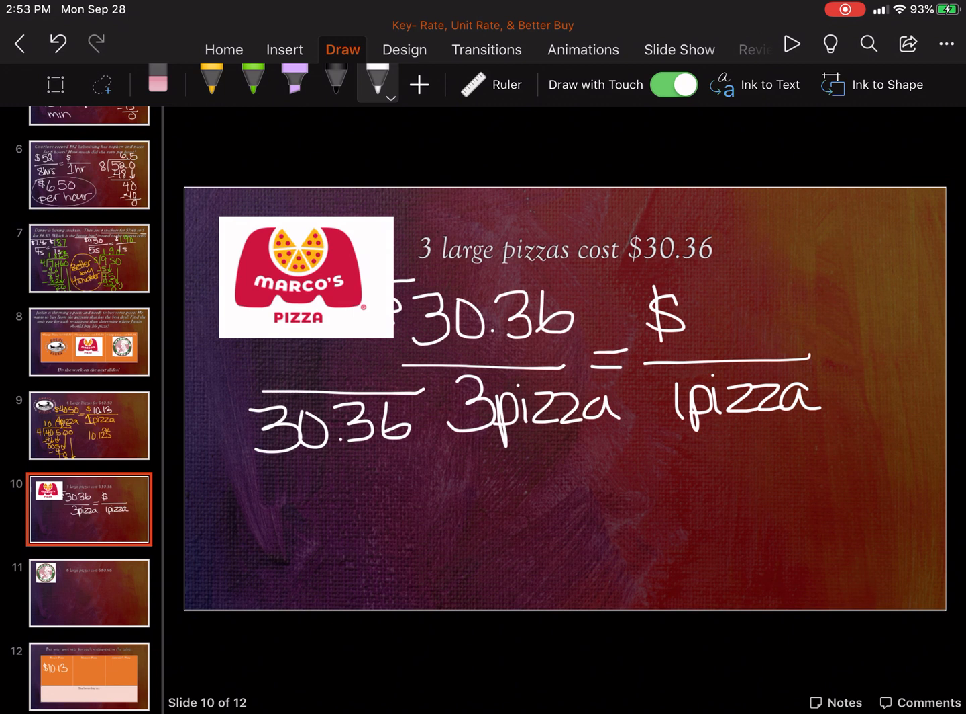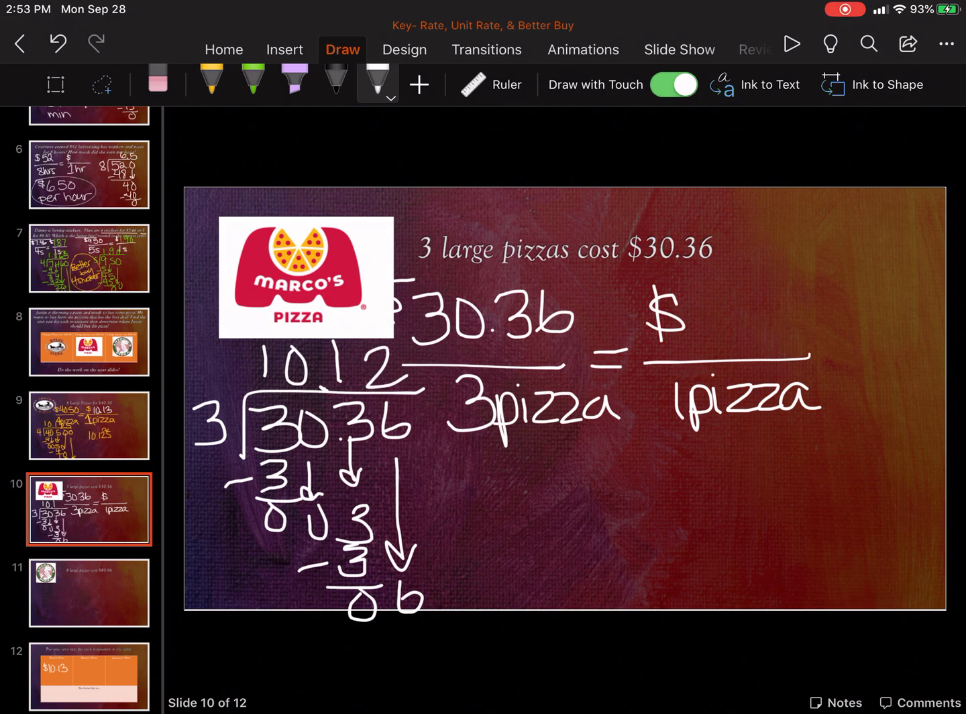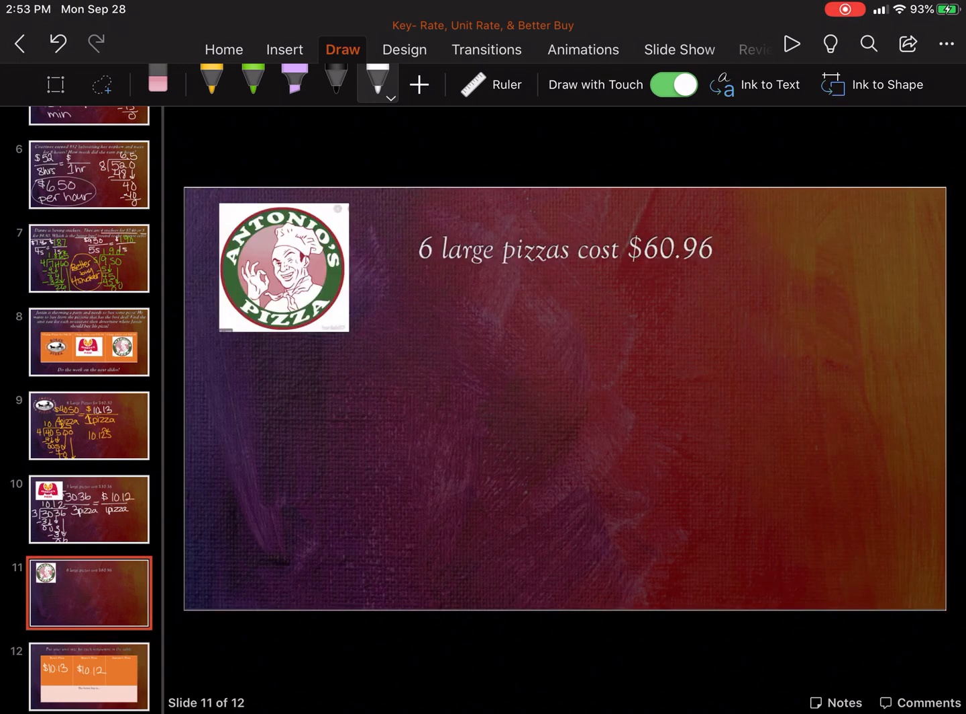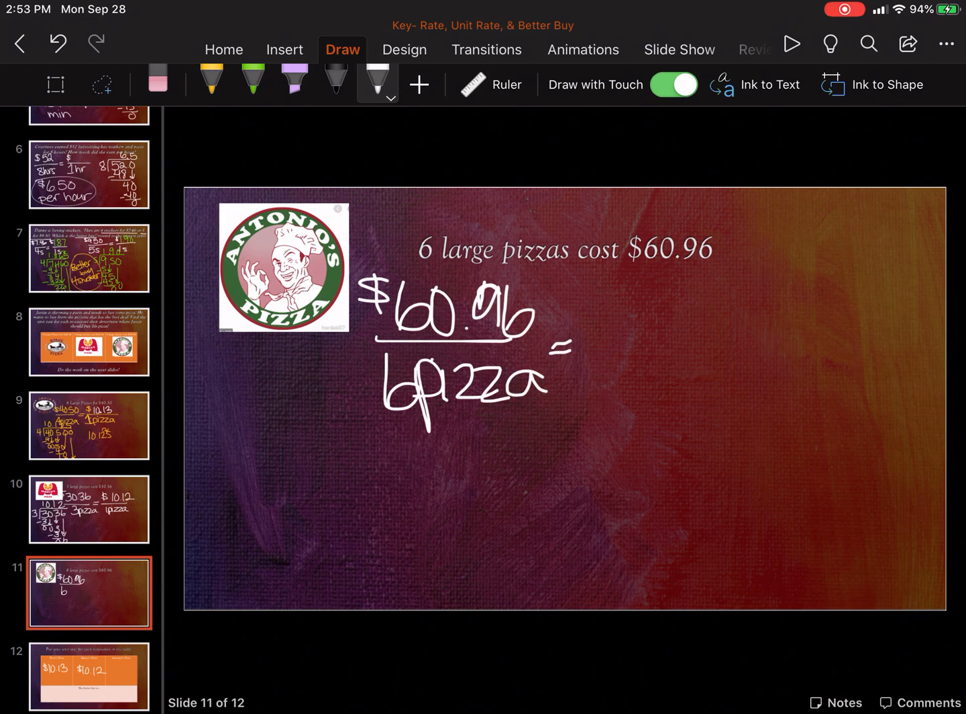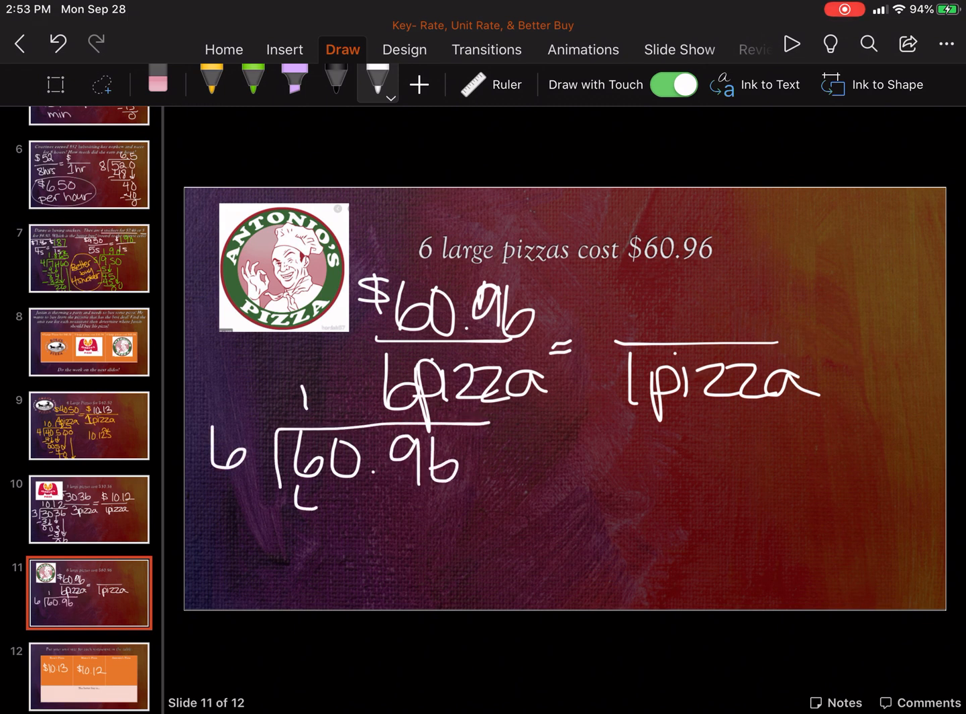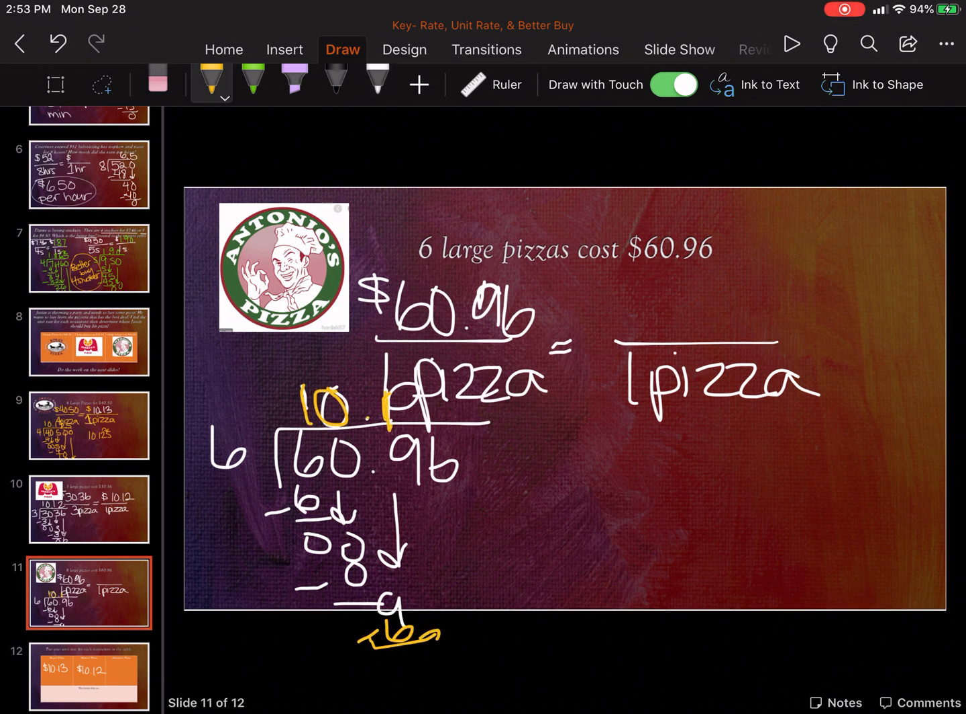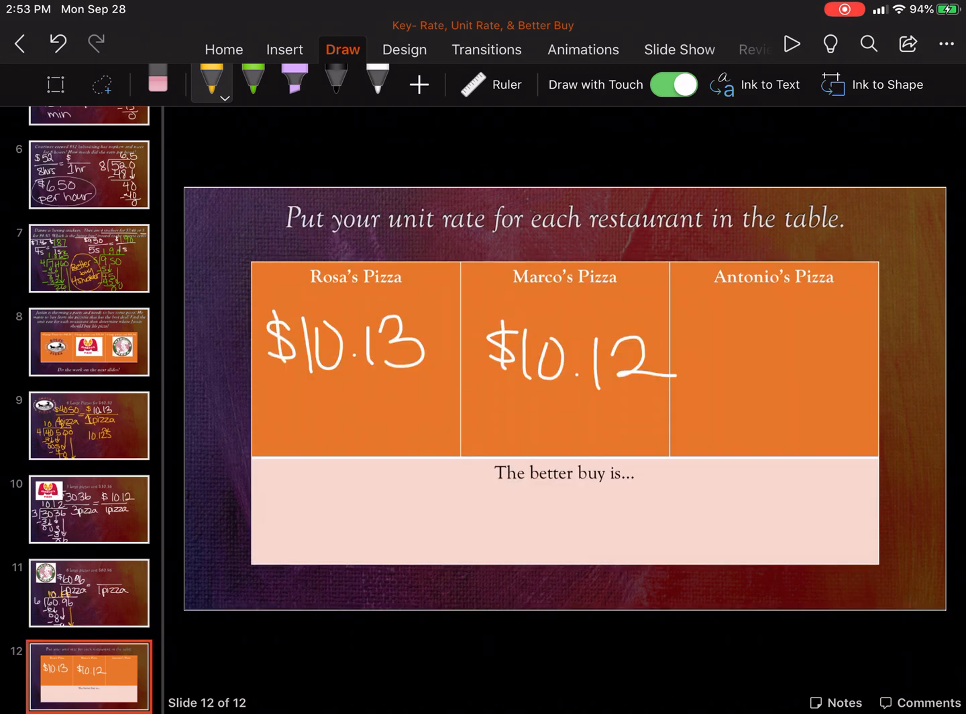So $30.36 divided by 3 goes in 1 time. 0, raise the roof. Goes in 1 time. Bring the 6 down, goes in twice. So $10.12. Okay. $60.96 with 6 pizzas. How much is it for 1 pizza? 1 time. 0 times. Goes in 1 time. I'll change the color. 1 time. Bring the 6 down. Goes in 6 times. So it's $10.16.